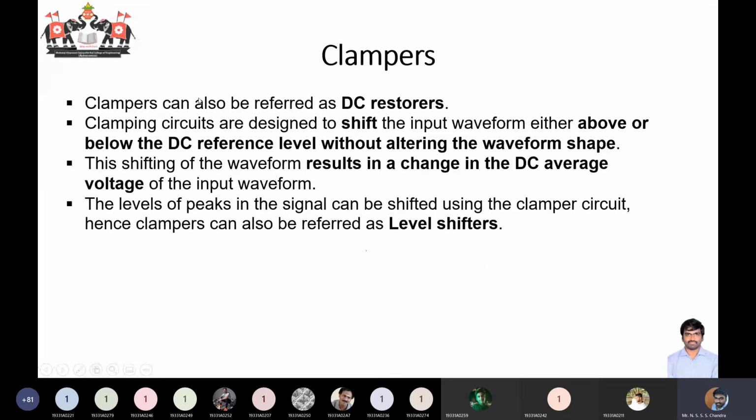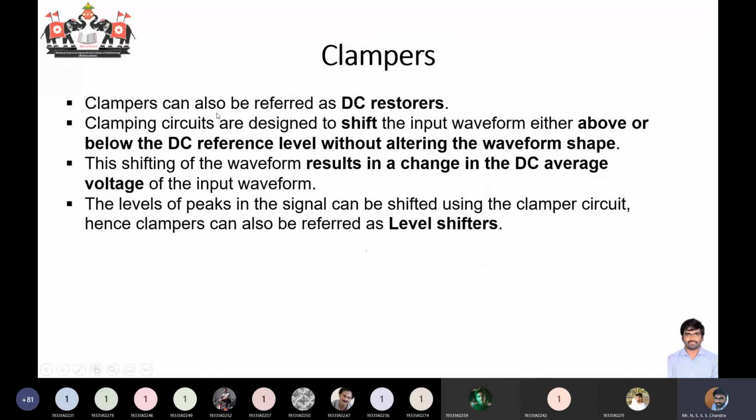Now, what clampers usually do is change the average DC value of your output waveform. In the output, they will either raise the average DC value or reduce it. That's why they are also referred to as DC restorers.